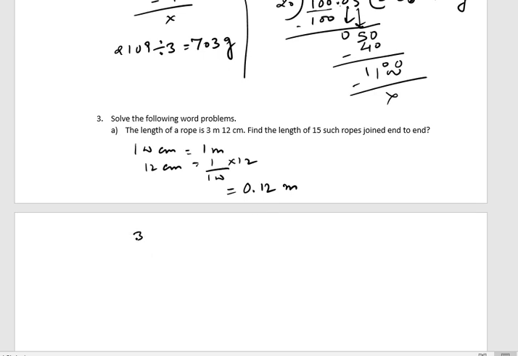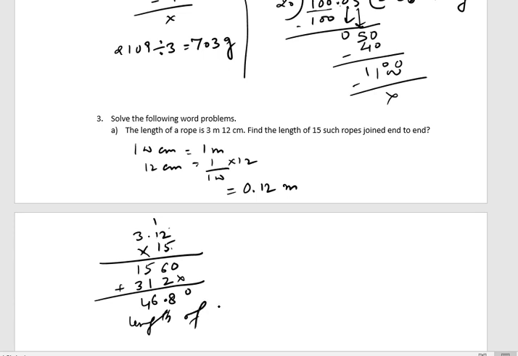So the length of the rope will become 3.12, and there are how many ropes? 15. Multiply 3.12 by 15. 5 2s are 10, carry 1, 5 1s are 5 plus 1 is 6, 5 3s are 15. 1 2s are 2, 1 1s are 1, 1 3s are 3. Add them: 0, 8, 6, 4. There are two digits after the decimal point, so the decimal point will come here. So the length of 15 such ropes is 46.80 meters. I hope it is clear.